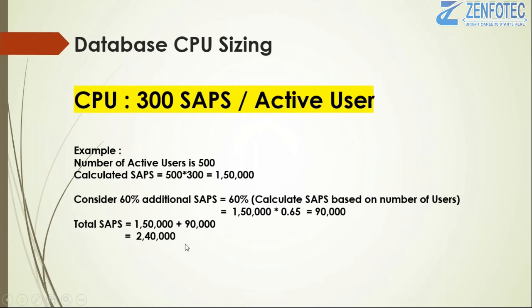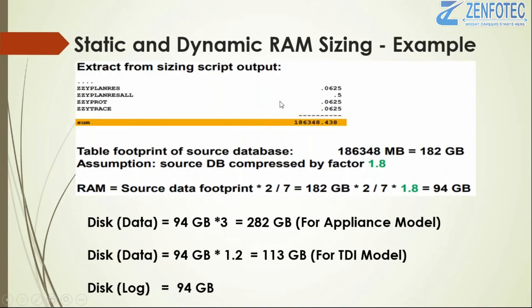This example is from the non-ACP systems. When you run the scripts, you get the size of 1.182 GB, and the compression factor is 1.8. You apply this in your formula. So the data footprint is 182 GB, multiplied by 2, divided by 7, and then the compression factor. So your RAM will be 94 GB.